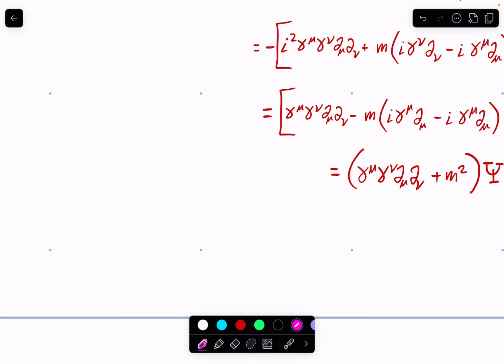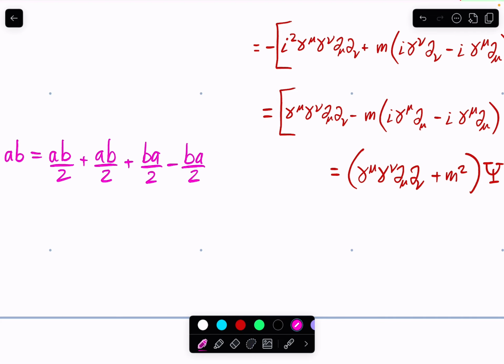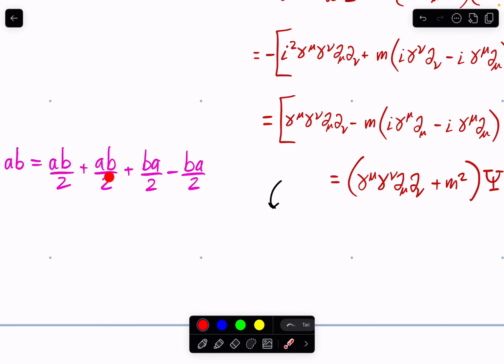So we're going to take advantage of a property here. If I have AB, then AB is the same thing as AB over 2 plus AB over 2, and then plus BA over 2, and then minus BA over 2. So we're going to use this property in the next step, which you can see clearly is the same. These add up to AB, and then these cancel out. So we're going to do this and then rearrange terms.